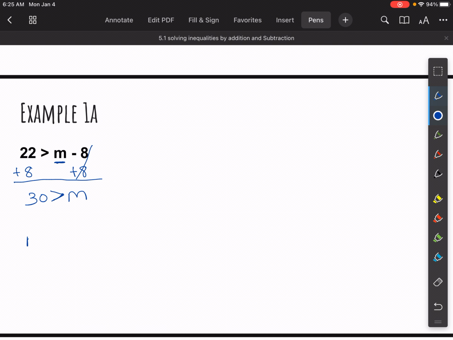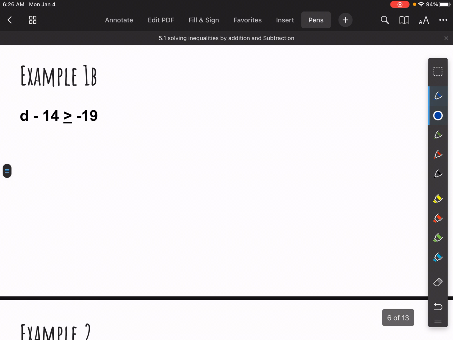This would be the set of all numbers m, where m is less than. Notice that the alligator is eating the 30 here. Here it has to eat the 30 as well. So set of all numbers m, where m is less than 30.